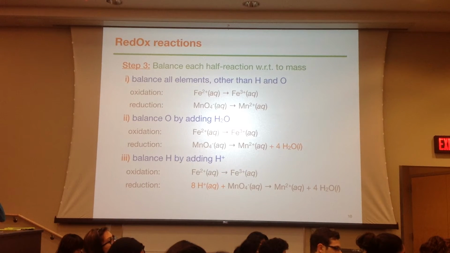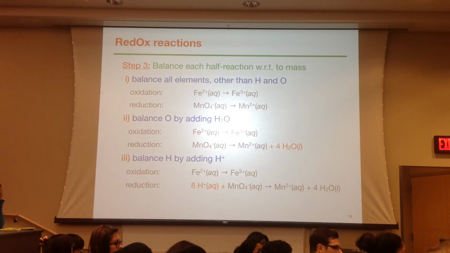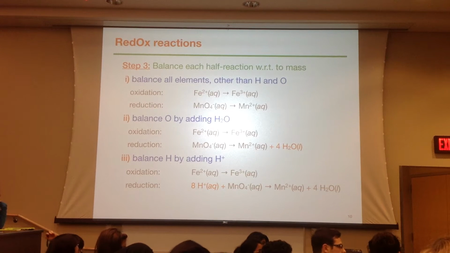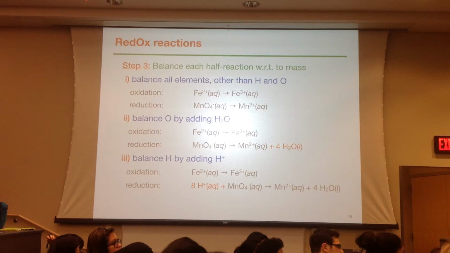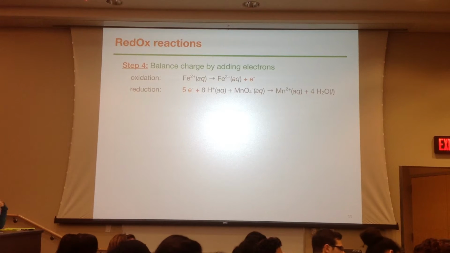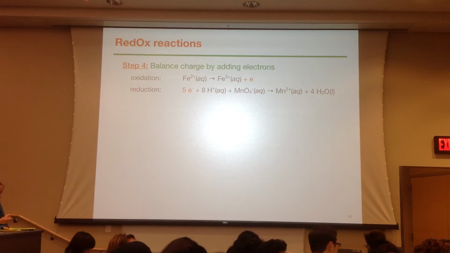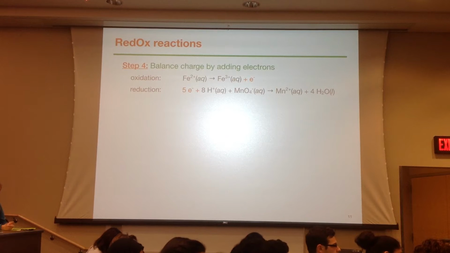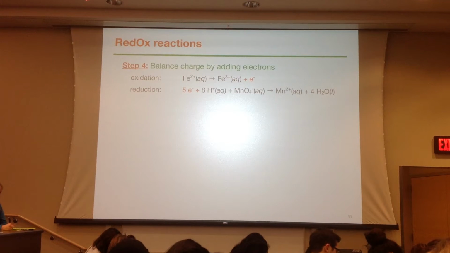This one's a little bit more complicated. I have a total of a 2 plus charge on my product side. On the reactant side, I have 8 plus plus 1 minus, means I have 7 plus. How many electrons do I need to add? 5. All right. So I add 5 reacting electrons to the reduction half reaction. I added the 1 to the product side of the oxidation half reaction. All right. Step 4. Now we're balanced with respect to everything.